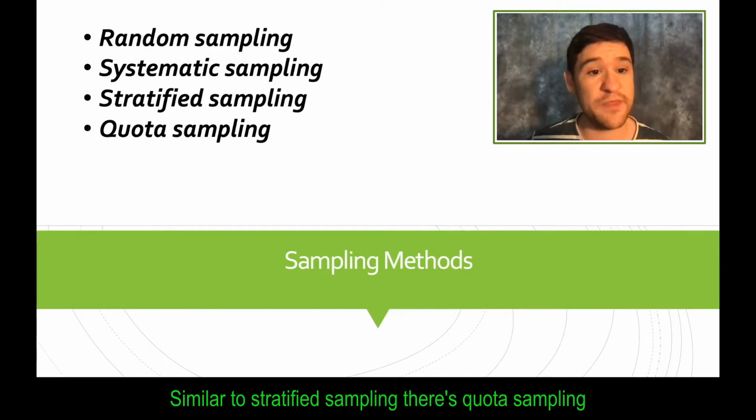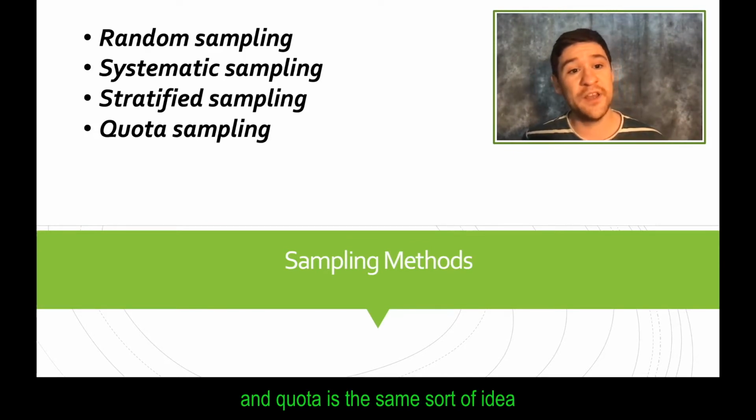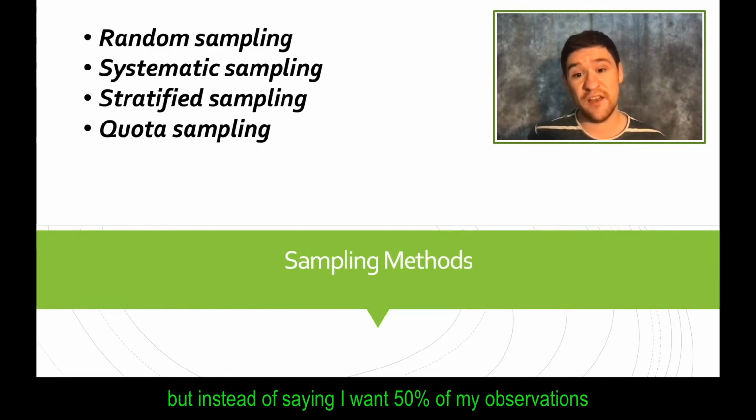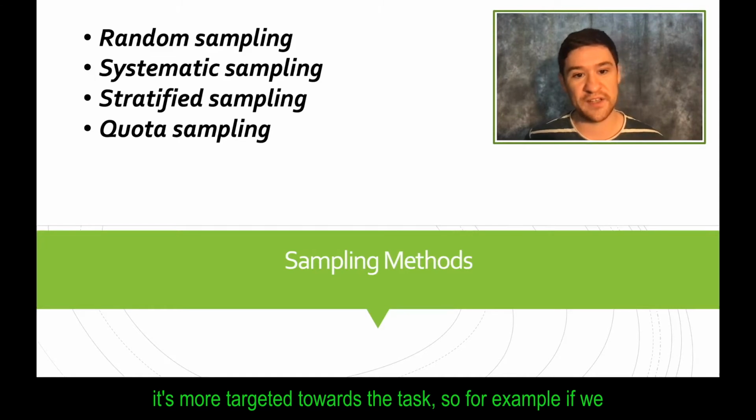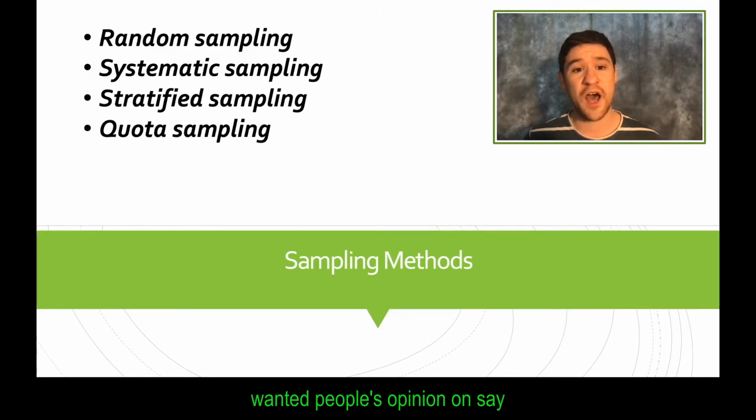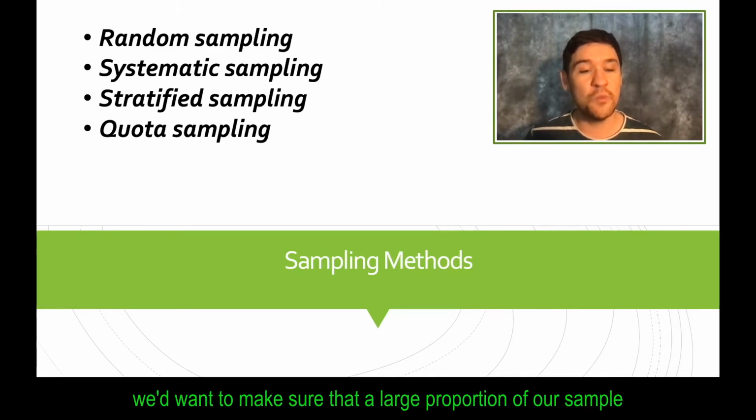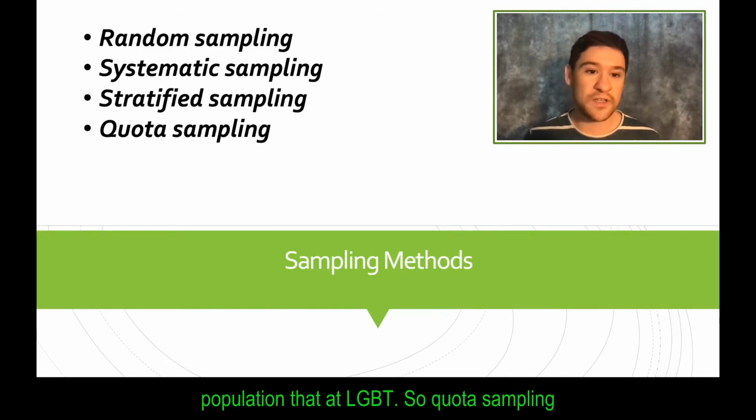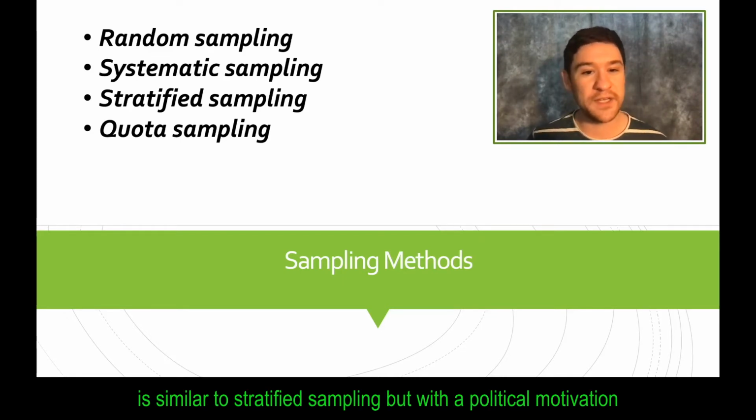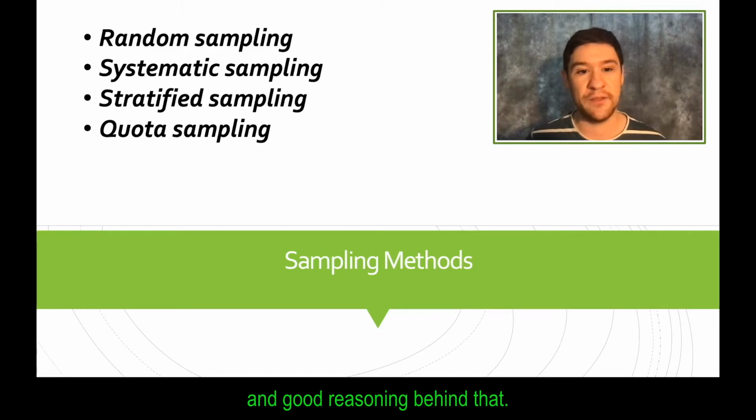Similar to stratified sampling, there's quota sampling. And quota sampling is the same sort of idea, but instead of saying I want 50% of my observations to be this because that's what the population looks like, it's more targeted towards the task. So for example, if we wanted people's opinion on something to do with LGBT issues, we'd want to make sure that a large proportion of our sample comes from LGBT people, rather than the 4 or 5% of the population that are LGBT. So quota sampling is similar to stratified sampling, but with a political motivation and good reasoning behind that.